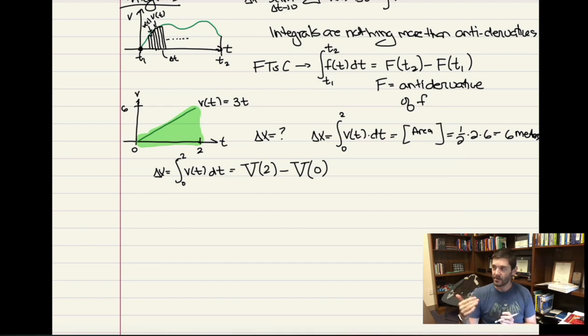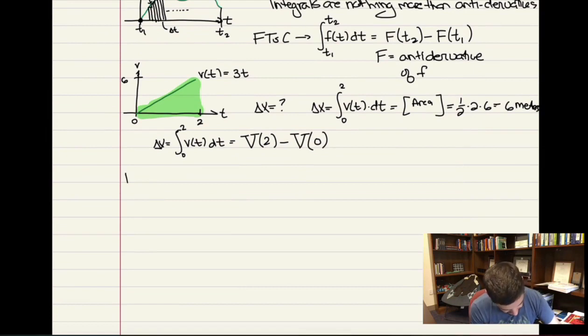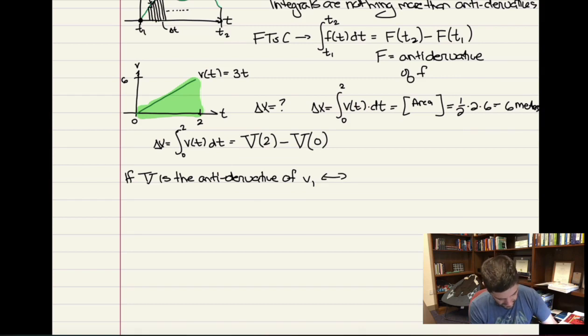Now again, V I called the antiderivative, but another way of saying that is, I could say if V is the antiderivative of little v, that is the same thing as saying the derivative of big V as a function of t equals little v. Big V is the antiderivative of the little v, is the same thing as saying the derivative of that big guy just gets you back the original function little v.